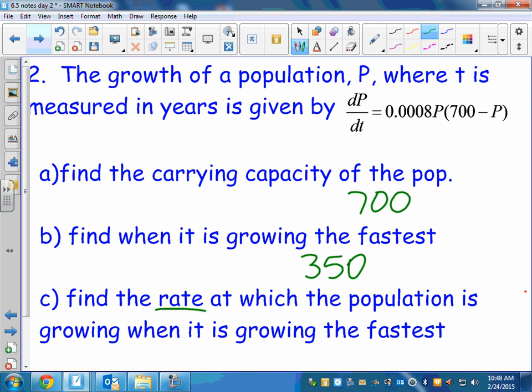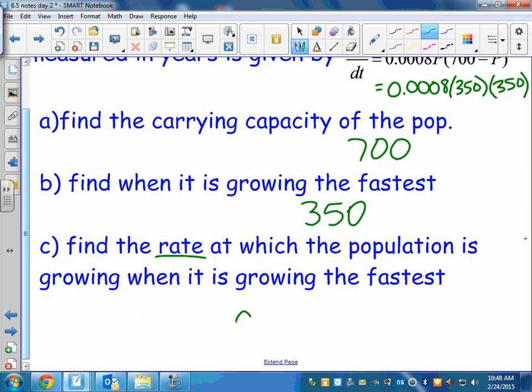Rate means derivative. So all I'm going to do in here is I'm going to write this up here, but I'm just going to say 0.0008 times 350 times 700 minus 350 is 350. And what'd you get, Philip? 98. The rate that it's growing its fastest.